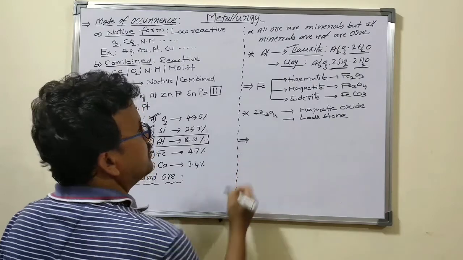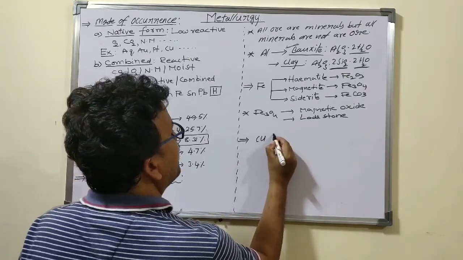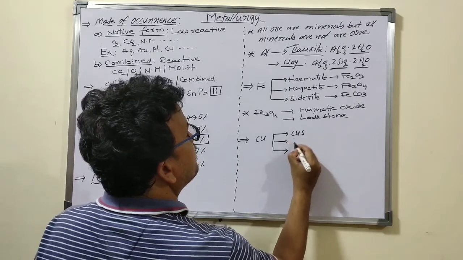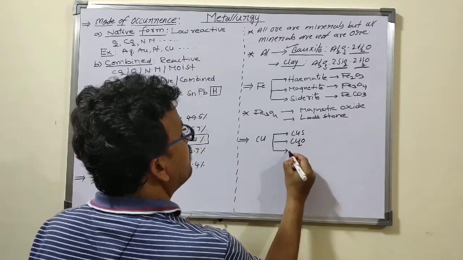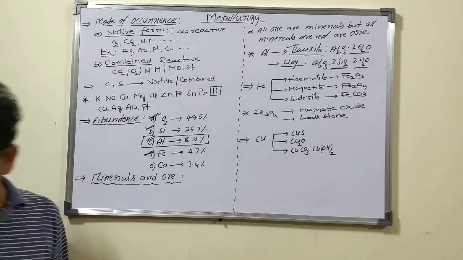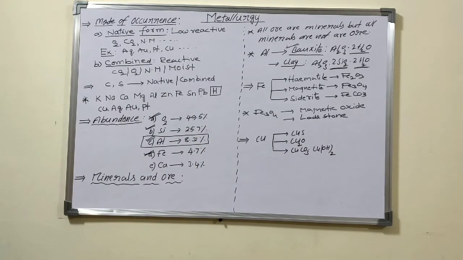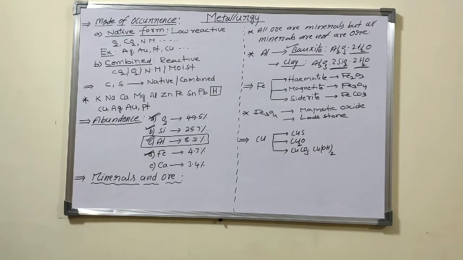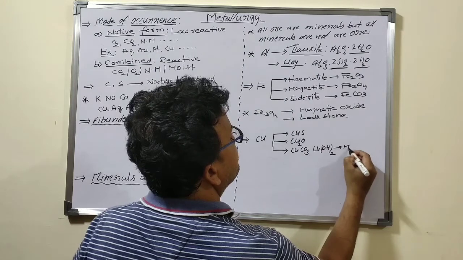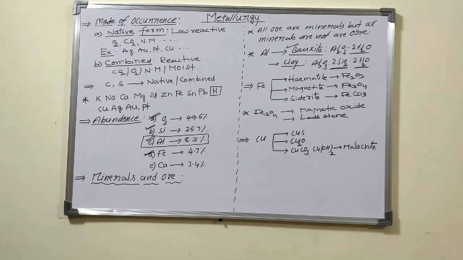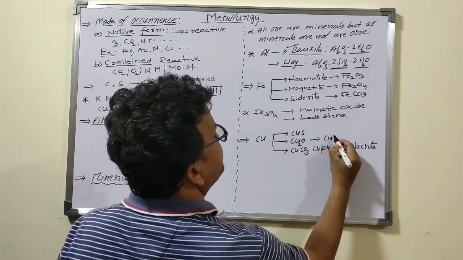And next, another metal we have is copper. Copper also exists in different forms: sulfide form, Cu2O oxide form, CuCO3 and CuOH twice, that is carbonate and hydroxide form. First we will go for the carbonate form. CuCO3, CuOH twice, we are calling malachite. And Cu2O we are calling cuprite.